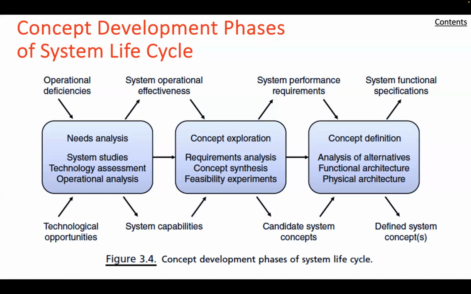The output of this phase includes our first, quote, official set of requirements, typically known as the system performance requirements, which we mean by official is that a contractor or agency can be measured against this set of requirement capabilities and performance. In addition to an initial set of requirements, this phase produces a set of candidate system concepts.